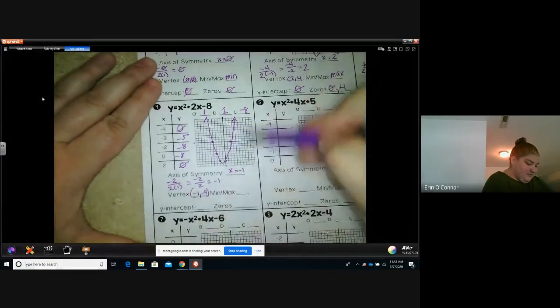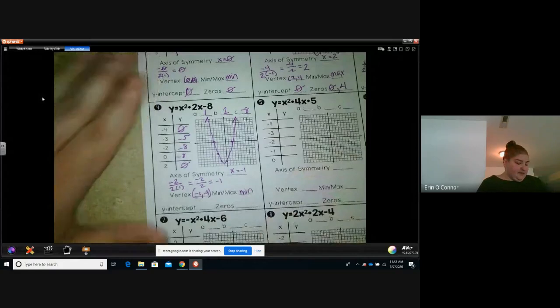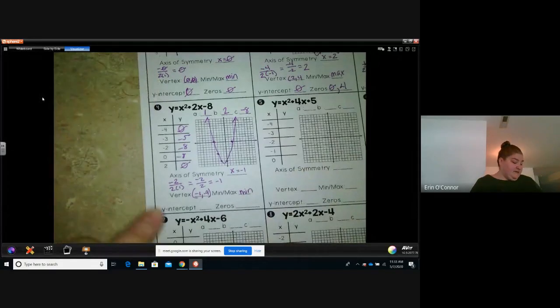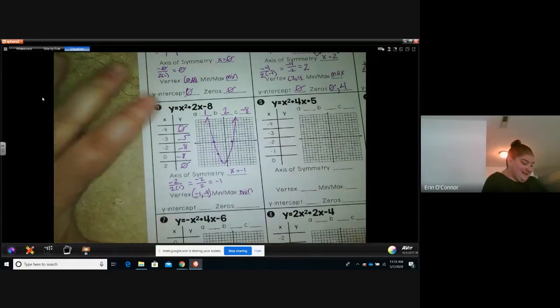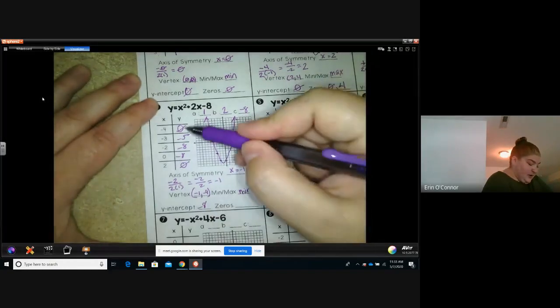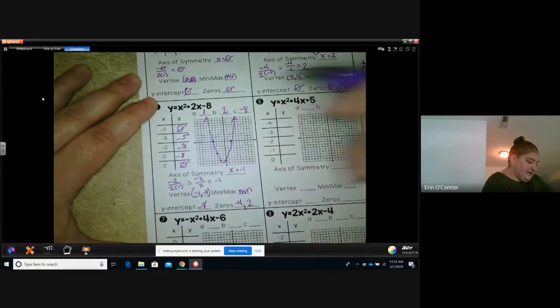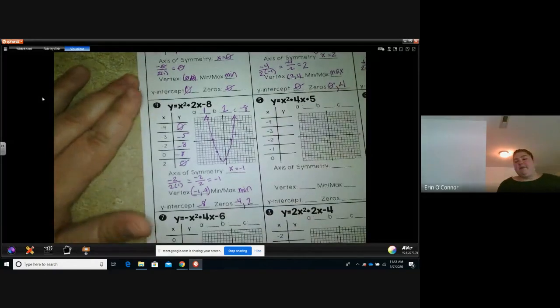This has a minimum because it's concave up, because A is greater than 0, sorry, it's positive. The y-intercept is -8 because that's your C. And the zeros, y equals 0 at -4 and at 2, just like I said, but we can also see that on the graph.